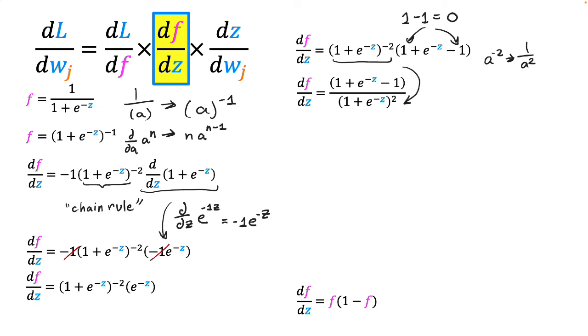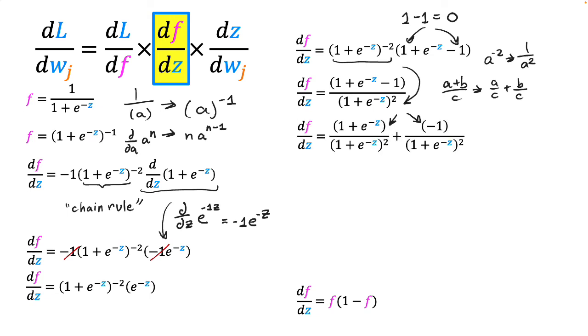So the next rule of math that we're going to use is this one. A plus B, all divided by C, is the same as A divided by C plus B divided by C. So now we can split this expression up into two pieces. There's going to be the one on the left and the one on the right, where you have in the numerator 1 plus e to the minus z on the left-hand side, and then you put that minus 1 on the right-hand side.